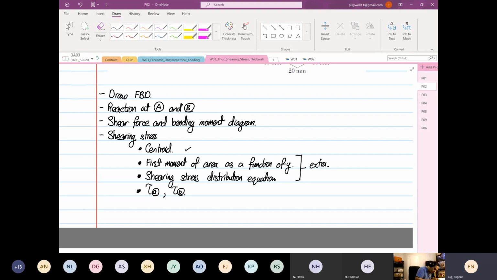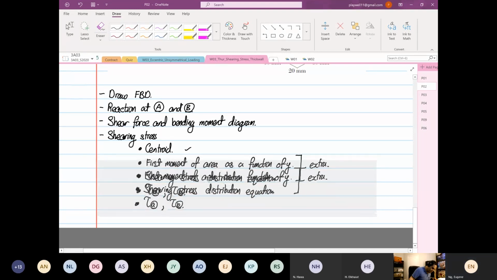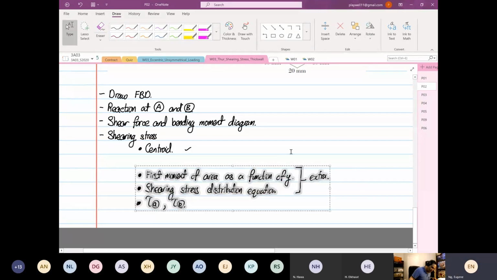So sorry, I missed something. From the centroid we have to find our second moment of area. Okay, so these two I will not do in detail. I will just show you the numbers and we go from there. Right.